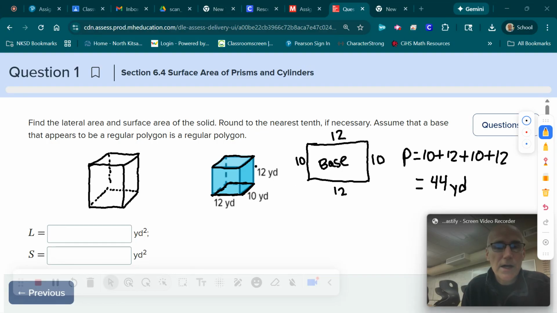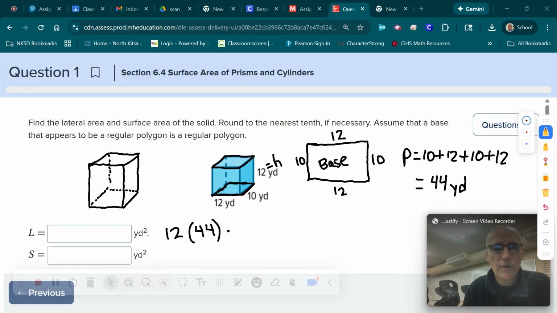Now I got to take it times the height. So here's my height right here. The 12 is the height of the object. So for lateral area, I'm going to put it right out here to the side. It would be 12 times 44, okay? Shoot, what does that come out to be?